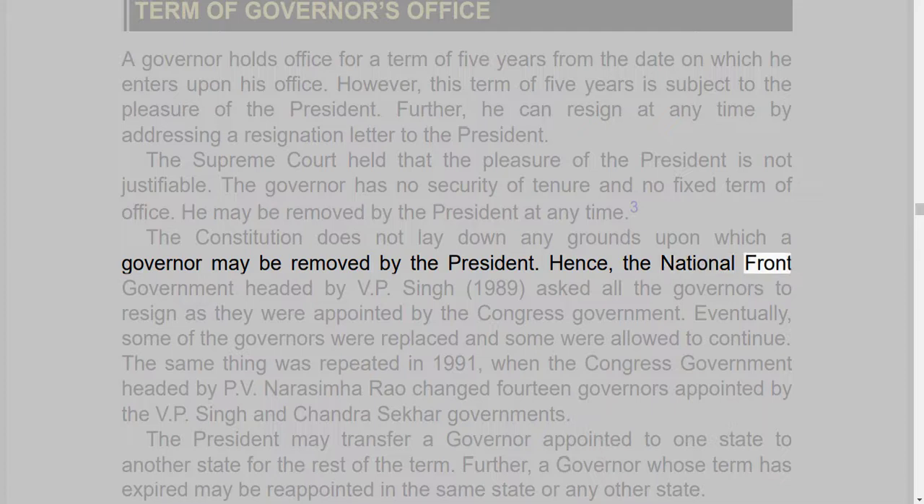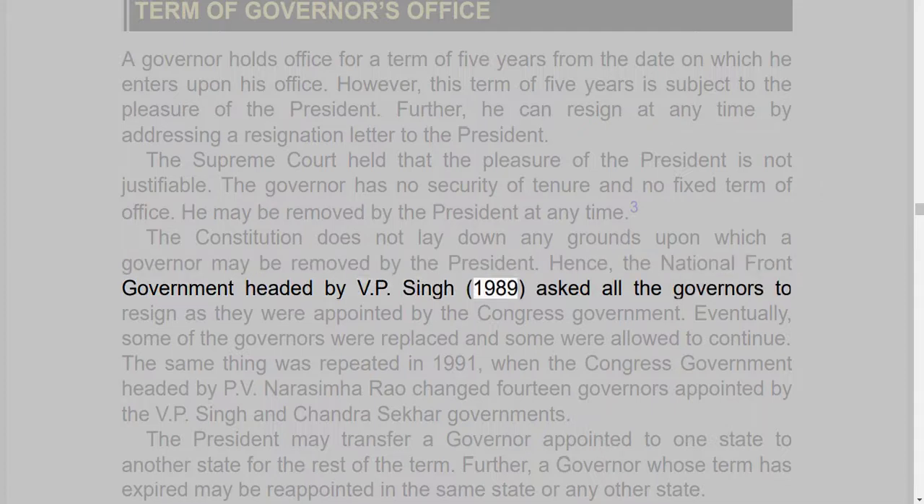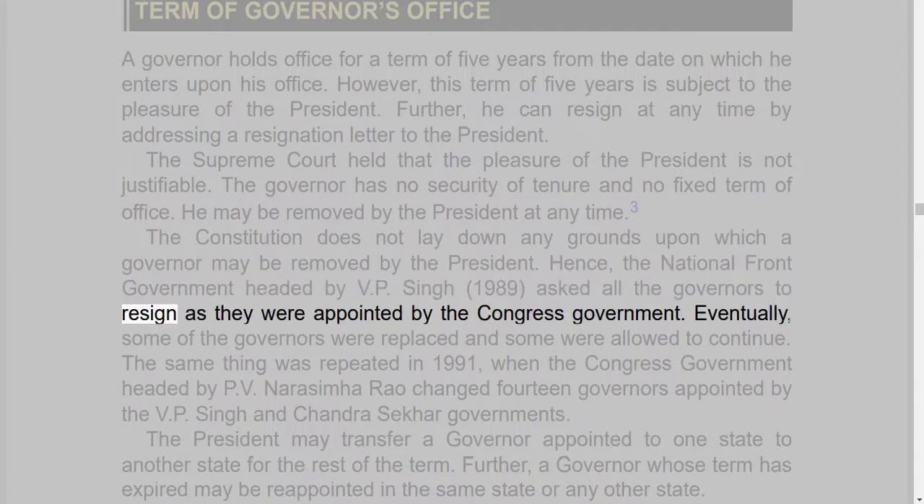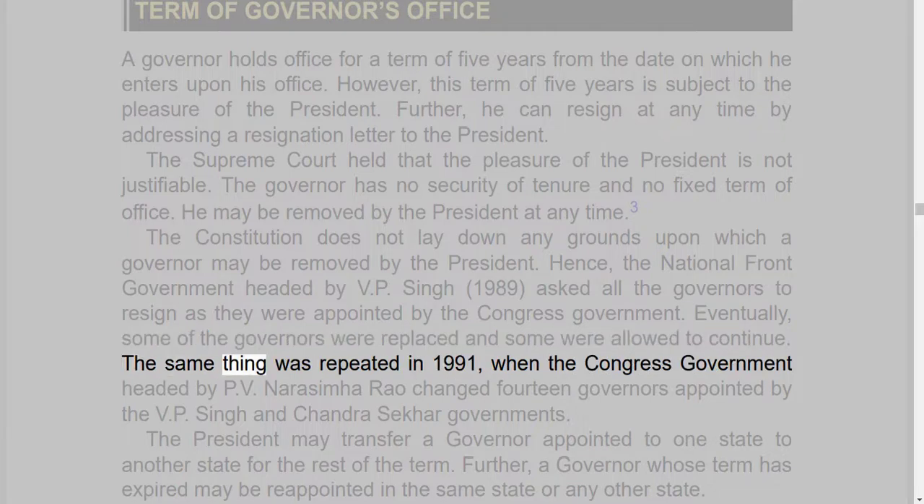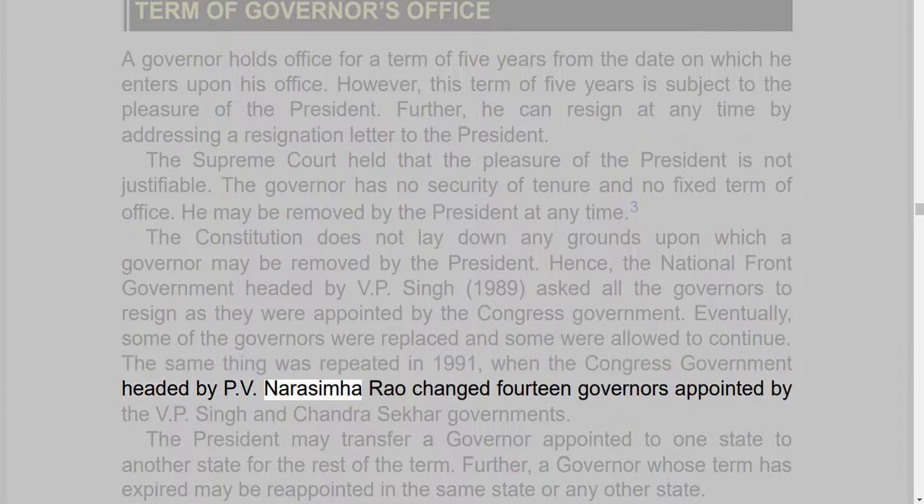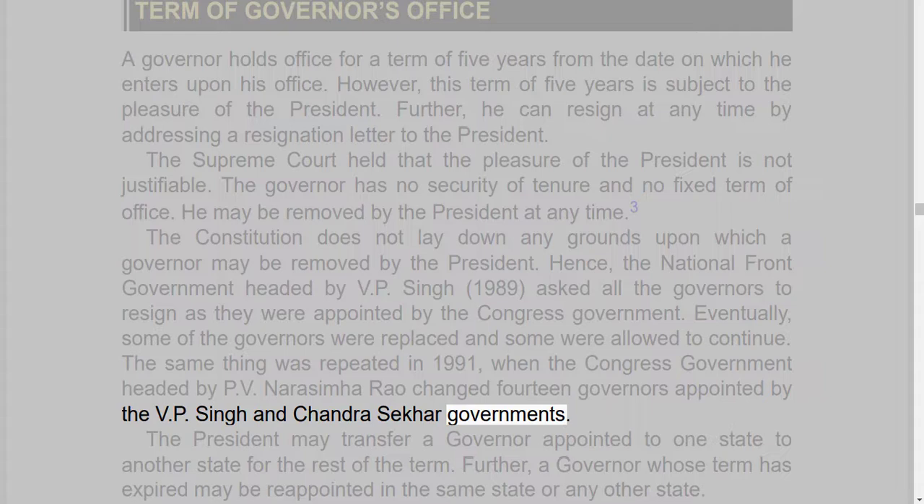The Constitution does not lay down any grounds upon which a governor may be removed by the president. Hence, the National Front government headed by VP Singh, in 1989, asked all the governors to resign as they were appointed by the Congress government. Eventually, some of the governors were replaced and some were allowed to continue. The same thing was repeated in 1991, when the Congress government headed by P.V. Narasimha Rao changed 14 governors appointed by the VP Singh and Chandrasekhar governments.